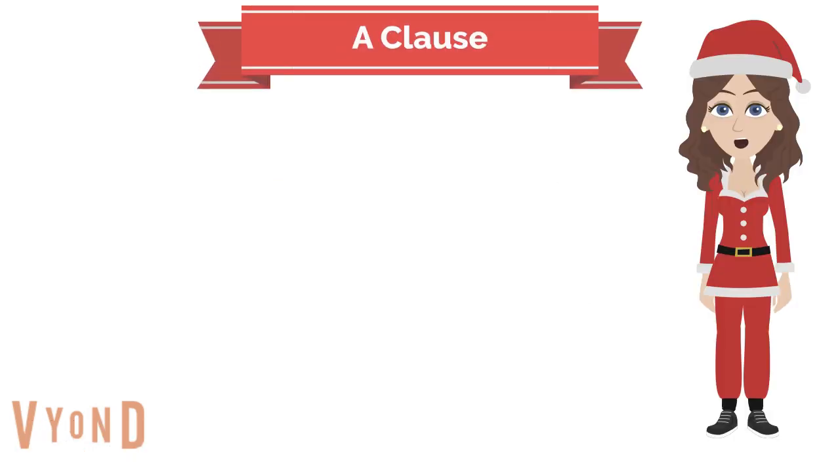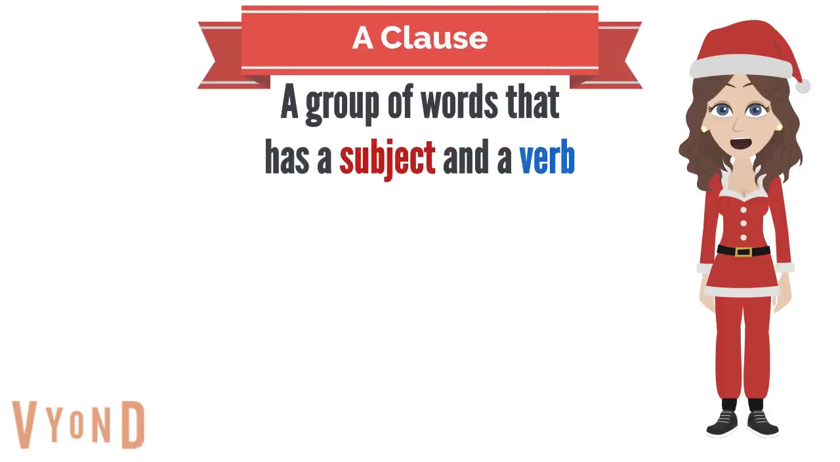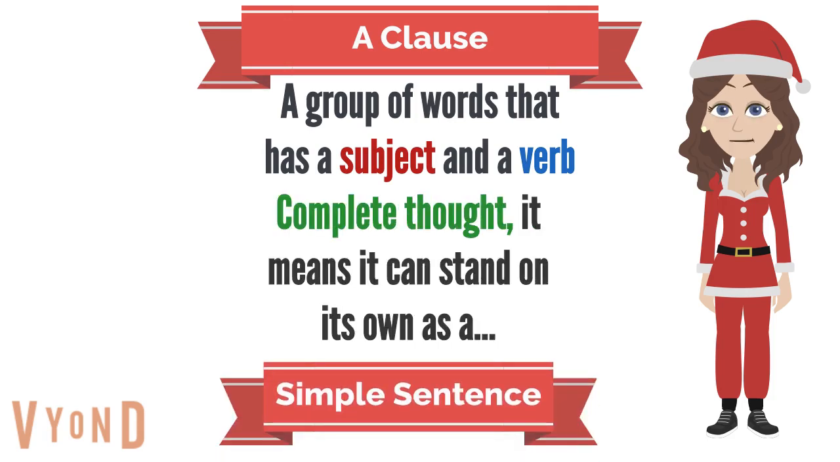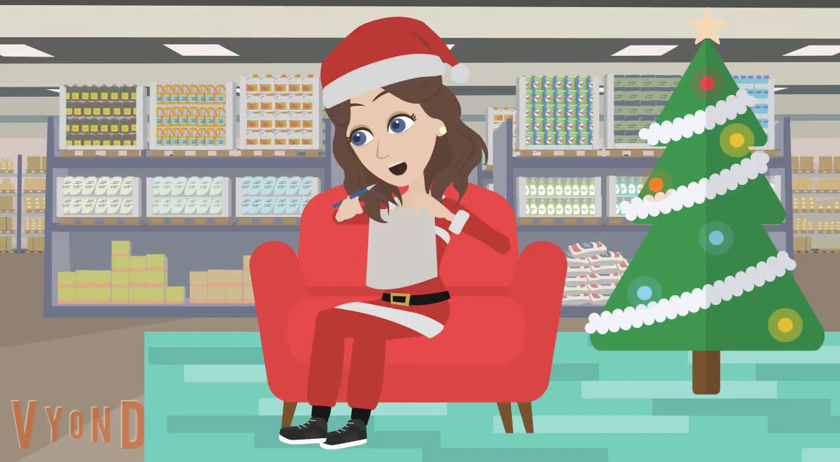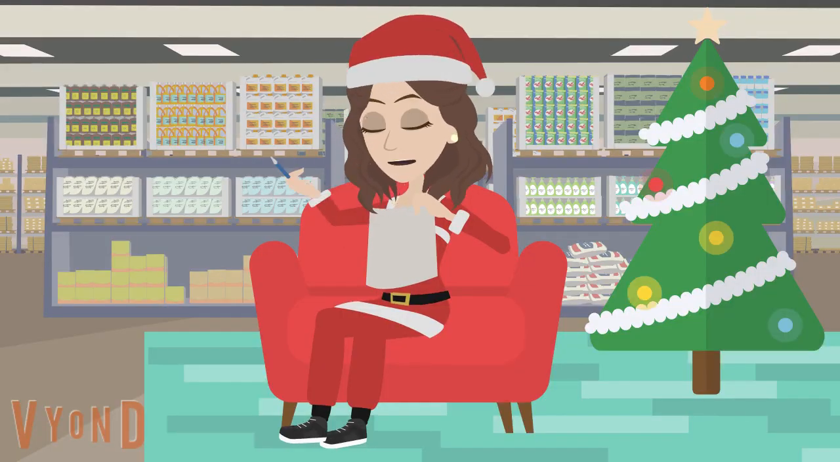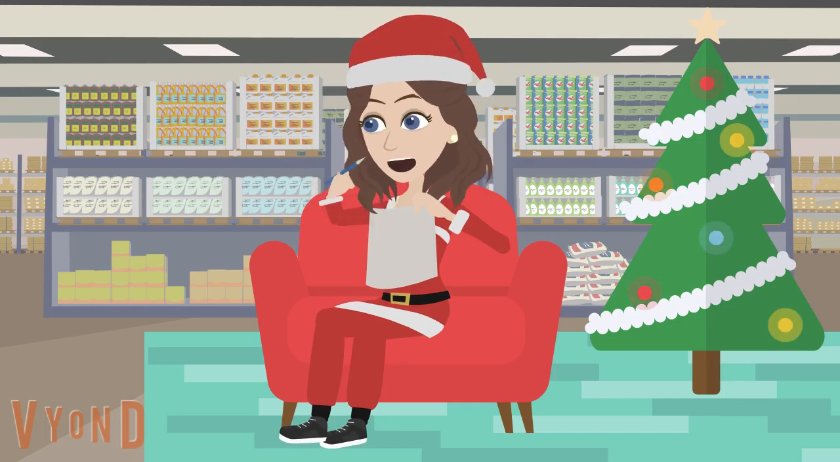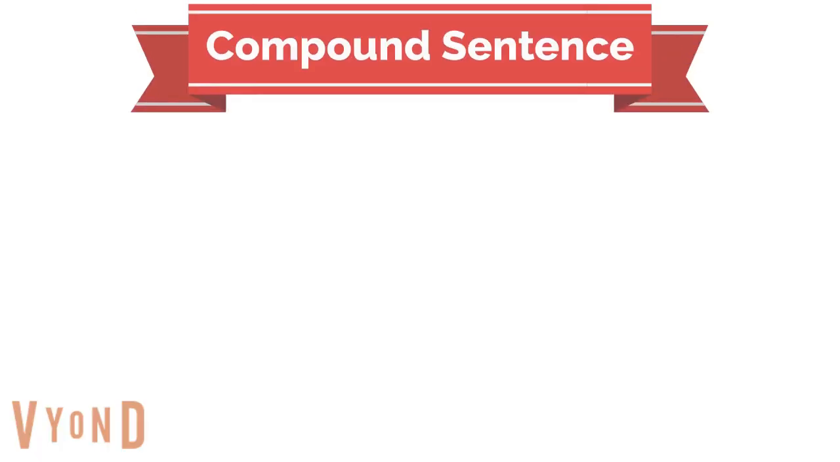A clause is basically a group of words that has a subject and a verb, and if it's also a complete thought, it means it can stand on its own as a simple sentence. Okay, that's enough about simple sentences because you don't want to have too many of those. If you overuse them, your writing will be monotonous. So let's have a look at another sentence type, compound sentences.